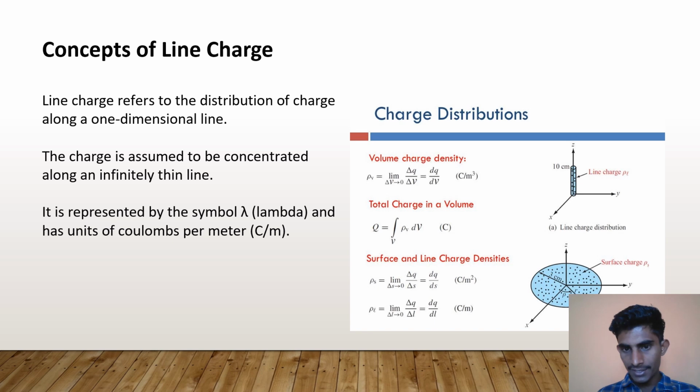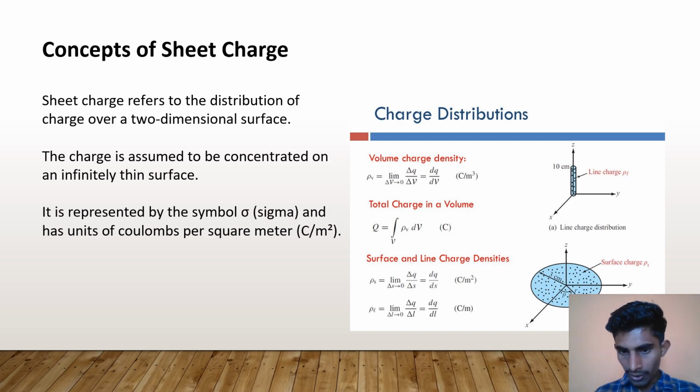For the volume charge density, we have rho v. Rho v is the volume charge density. In the limit delta v tends to 0, delta Q by delta V is equal to dQ by dV. The unit for volume charge density is coulomb per meter cubed, and the total charge in the volume is Q equals the integral over V of rho v dV.